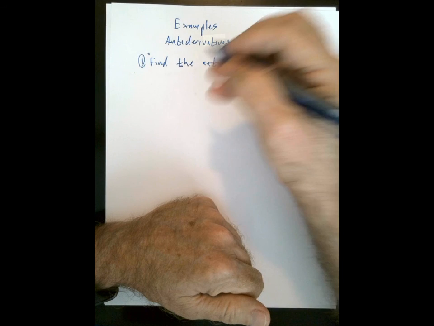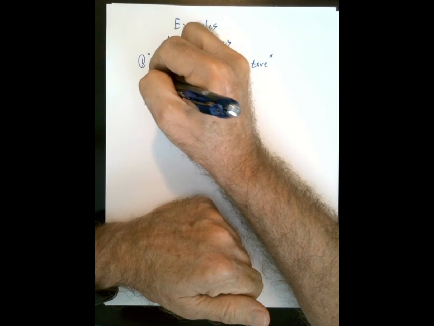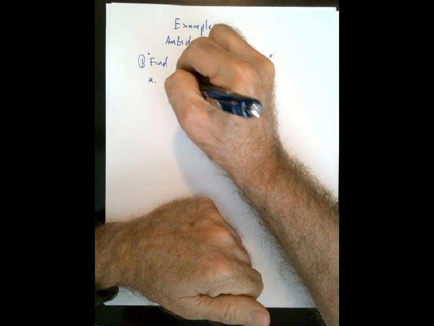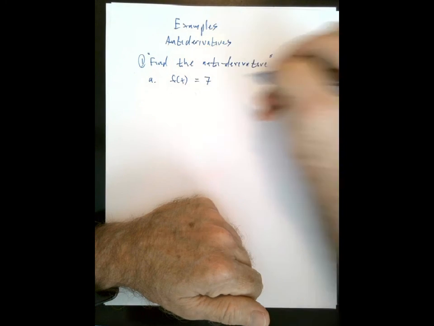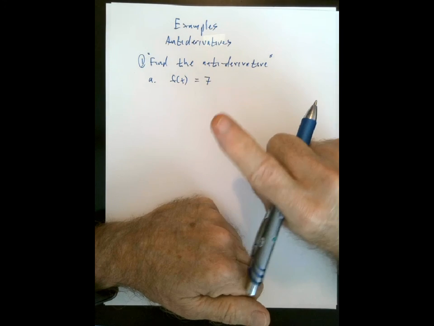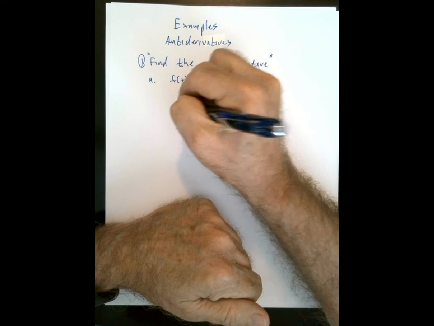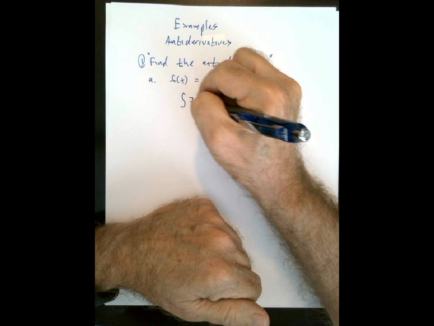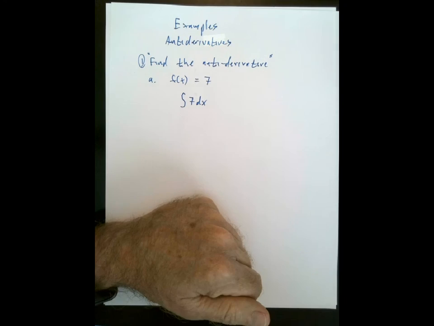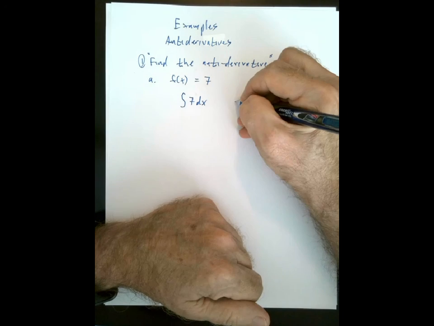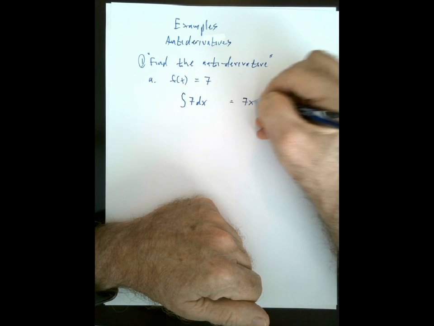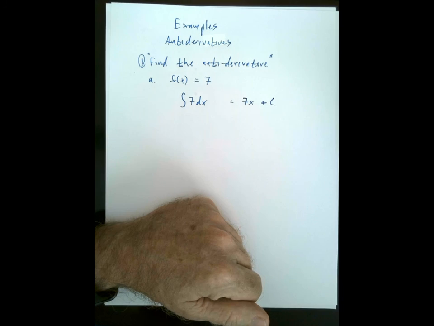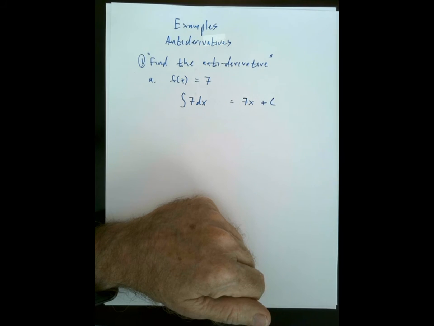It'll say, example A here, how about f of x is equal to 7? So that's the same as the indefinite integral of 7 dx. Now you want to visualize what's the function that if we take the derivative we get 7. Well, that's going to be 7x and then plus c.